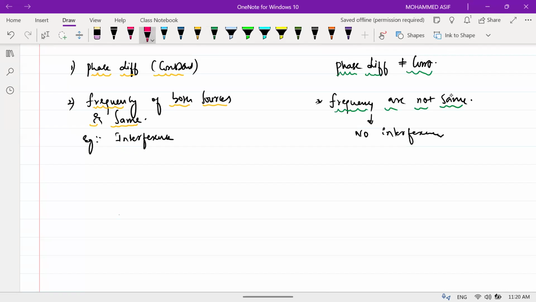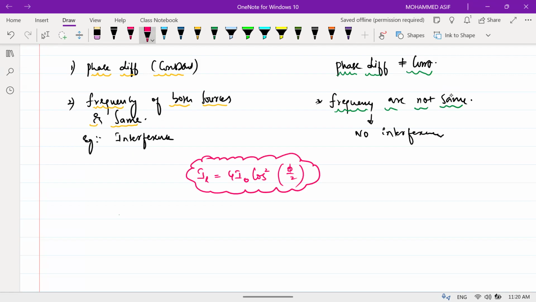One important formula: the resultant intensity is also given by I resultant is equal to 4 times I naught into cos square phi divided by 2. Problems are often asked on this formula as well. When two waves having the same frequency and same amplitude interfere, what is the resultant intensity? If phase difference is zero, that is phi is equal to zero.